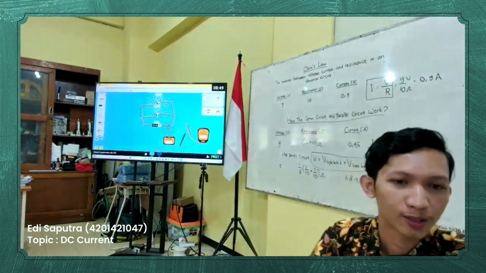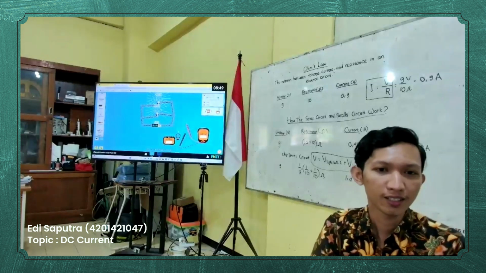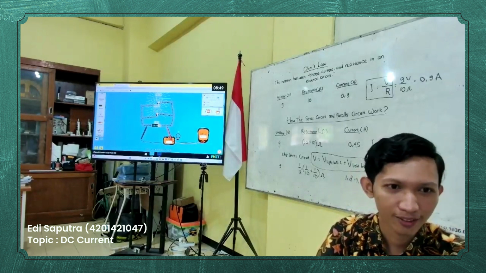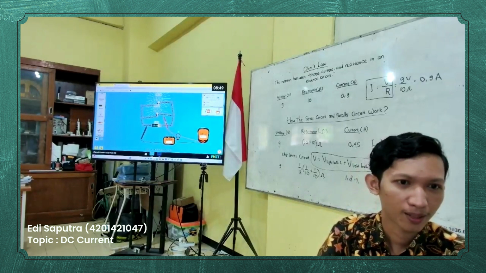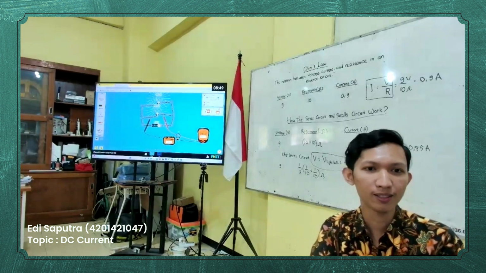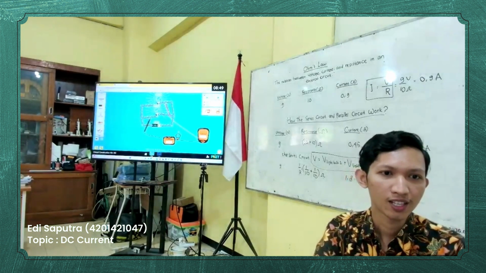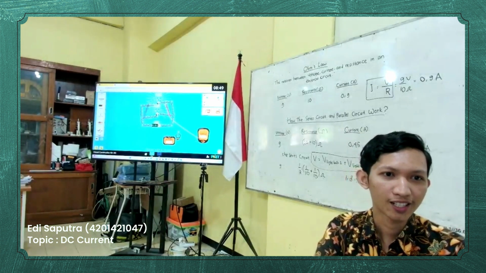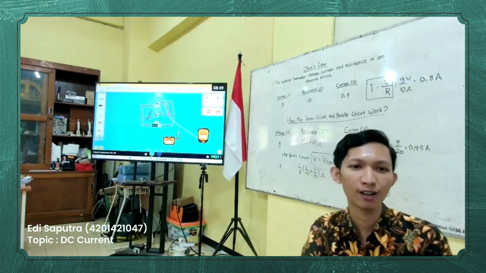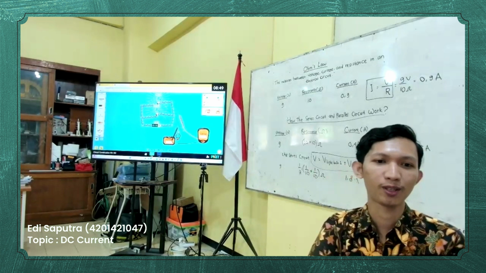Now we are going to measure the voltage in the battery. Here we get 9 volts in the first light bulb. We also get 9 volts in the second light bulb. We get also 9 volts. How about the current of this parallel circuit?